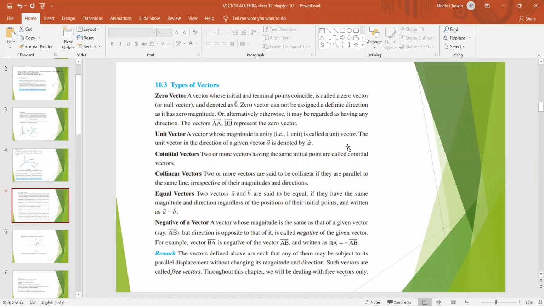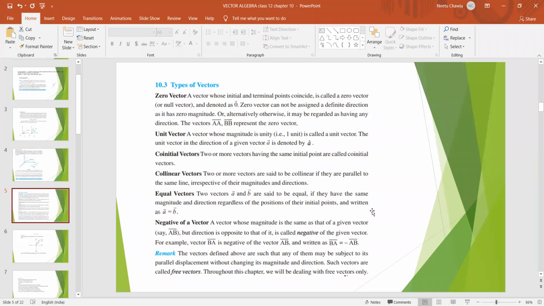Next is collinear vectors. Two or more vectors are said to be collinear if they are parallel to the same line, irrespective of their magnitude and direction. Means their magnitude can be anything, but they should be parallel to the same line. Next is equal vectors. Two vectors a and b are said to be equal if they have the same magnitude and direction regardless of their position. Means they can be anywhere, but they should have the same magnitude as well as the same direction. Then they are known as equal vectors.